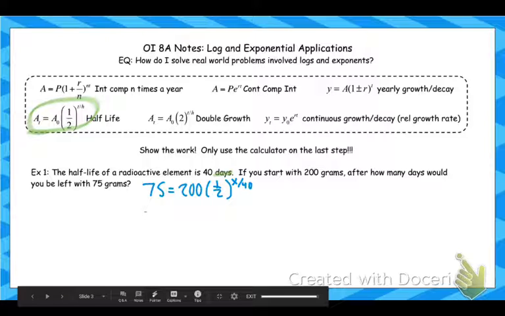Now, we could just do the y1, y2 and find the intersection, or we could do y equals, and then do our x cal for 75. But we want to show the algebra here to review the solving stuff that we've already done. So in order to solve this algebraically, what I'm going to do is start by dividing by 200.